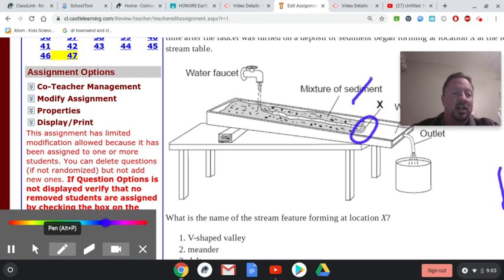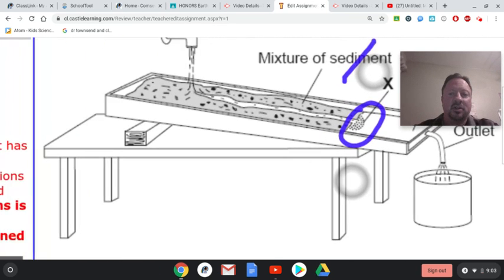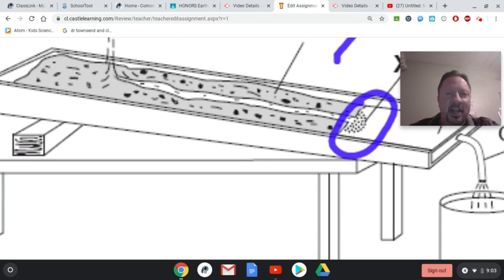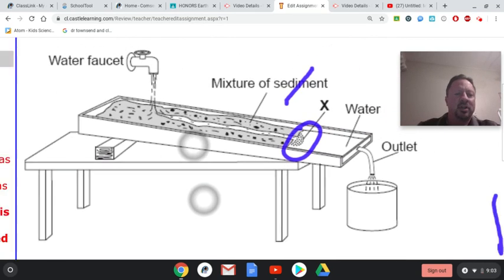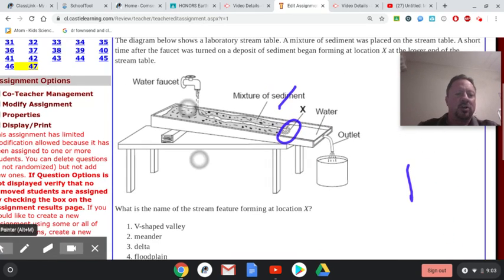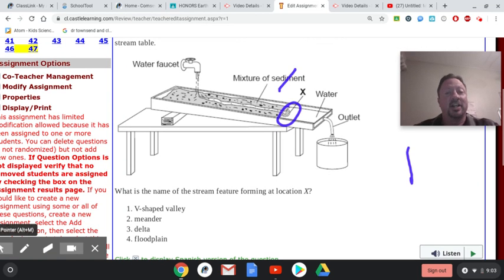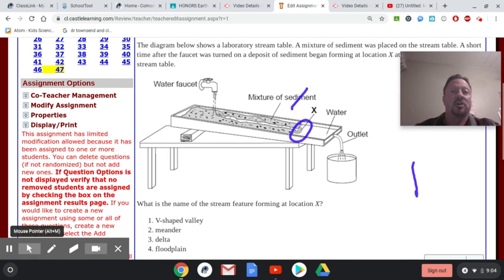If you look at it, it looks kind of fan-shaped. And we had a question like this before. Not perfectly triangular, but you should know at the end of the stream, when it enters a large body of water, what is the feature out there? Just look at the answers. Is it a meander? Absolutely not. There's no curve there. It's not a floodplain. It's not a V-shaped valley. It's the end of the stream. It's the delta, okay?